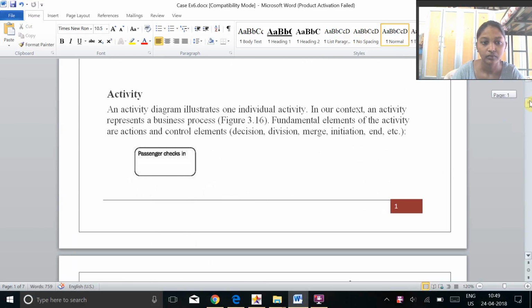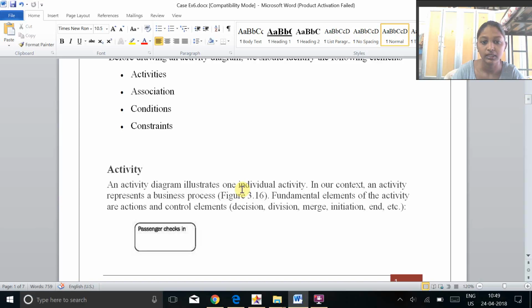So activity is nothing but one individual activity. In our context, an activity represents a business process. Fundamental elements of the activity are actions and control elements like decision, division, merge, initiation, etc.